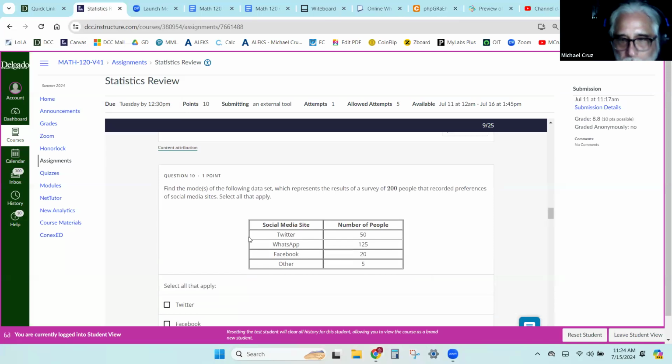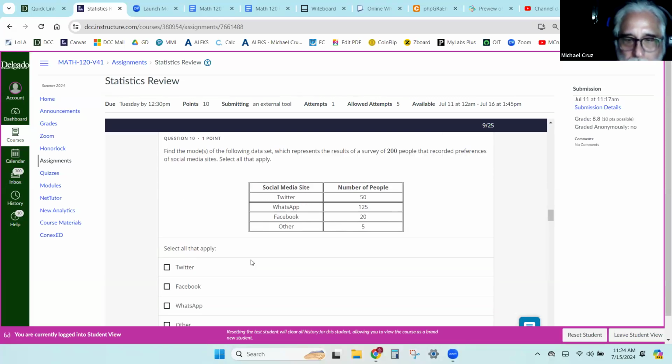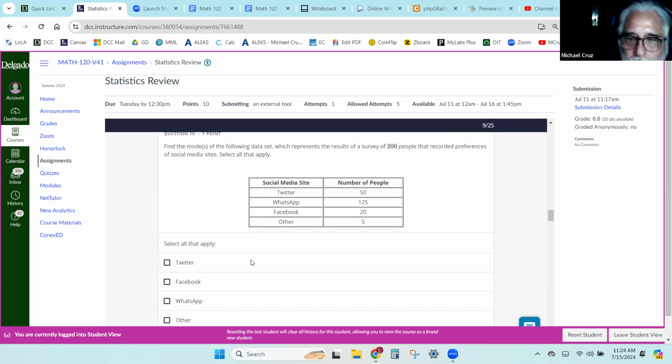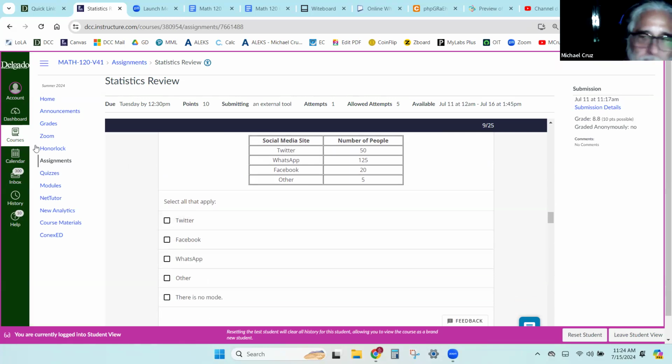All right, so find the mode of the following data set, which represents the results of 200 people. So here's 200 people. We got 125, and then 50 is 175, and another 25. So the mode would be the one that appears the most. There's your mode. It's got the most.